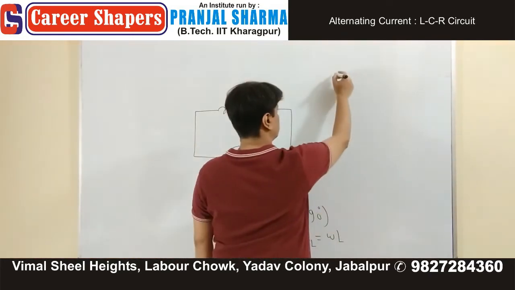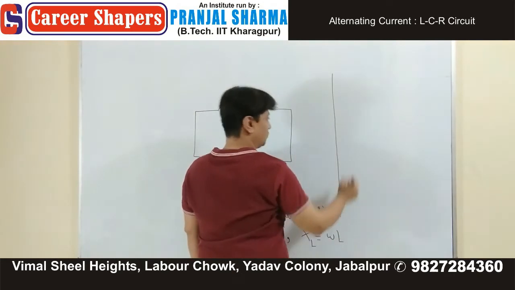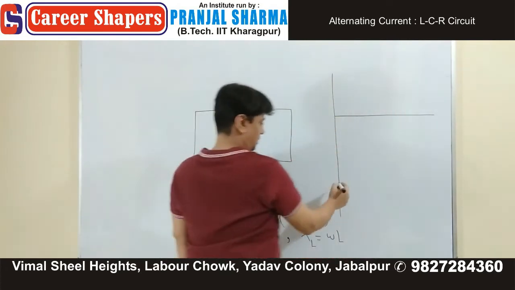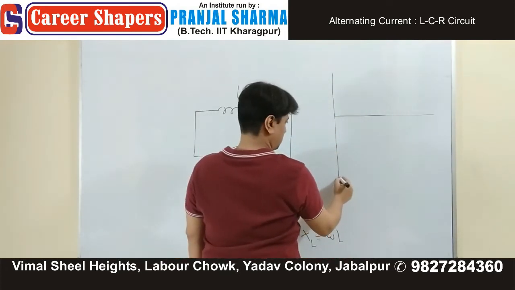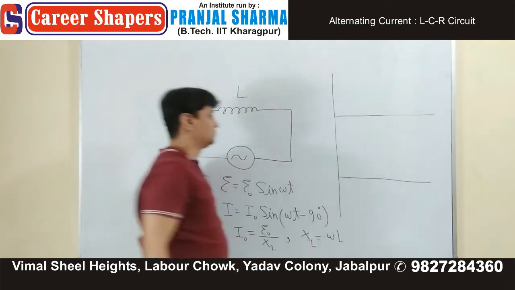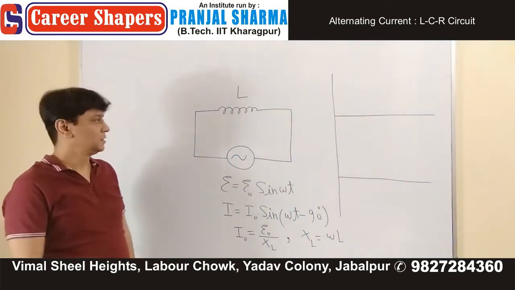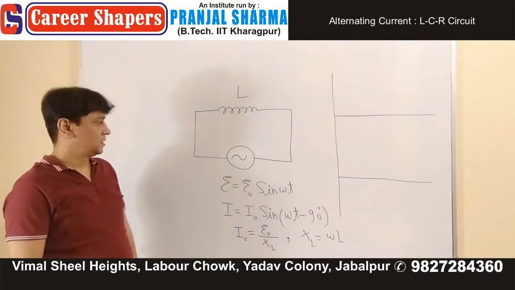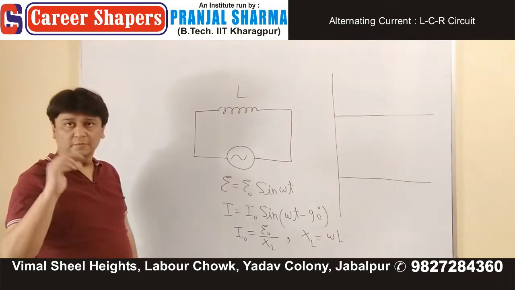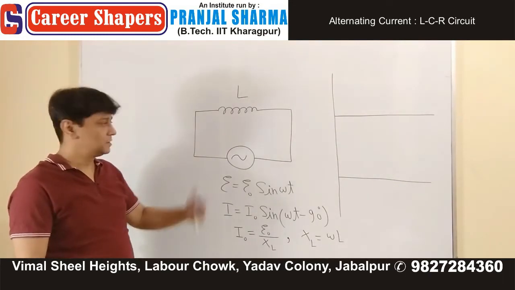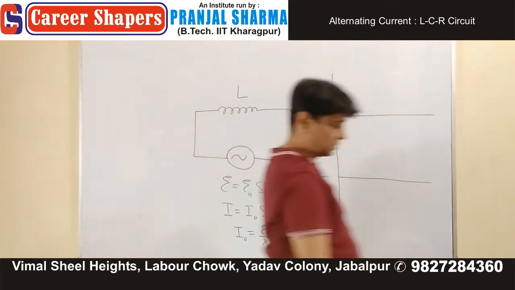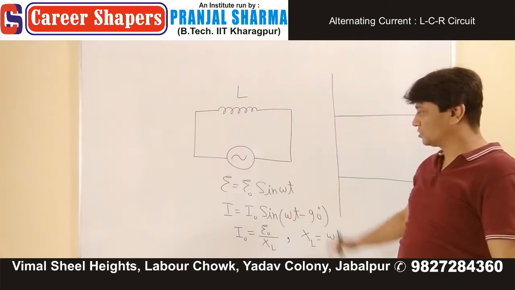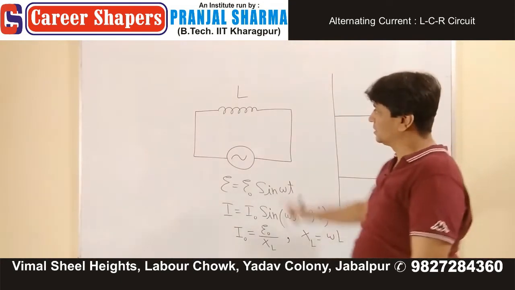This is something which we did in the previous class, and then I had asked you to plot a graph between V and T and that between I and T. Only a few tried this thing, but none of you got it correct. But at least you're better than those who did not even try the whole thing. E is E naught sine omega t, I is I naught sine omega t minus 90.